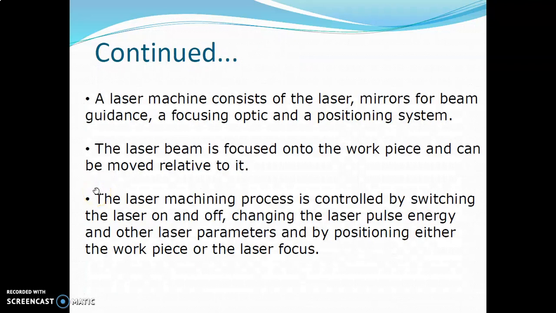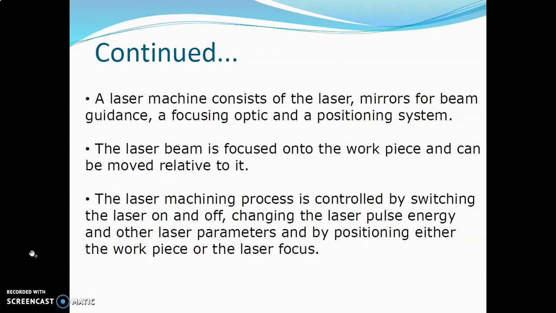A laser machine consists of a laser, mirror for beam guidance, focusing optics, and the positioning system. The laser beam is focused onto the workpiece and can be moved relative to it. The laser beam machining is controlled by switching the laser on and off, changing the laser pulse energy and other laser parameters, and by positioning either the workpiece or the laser focus.